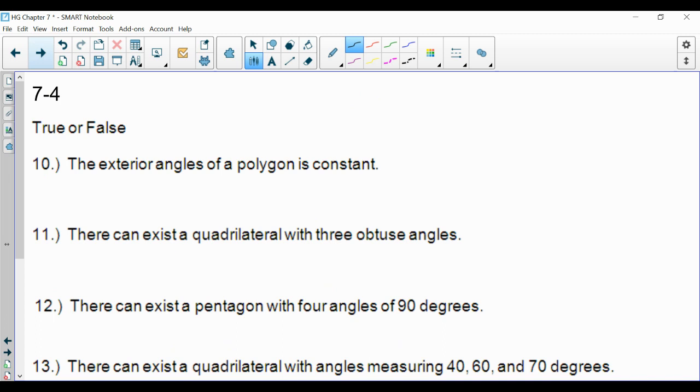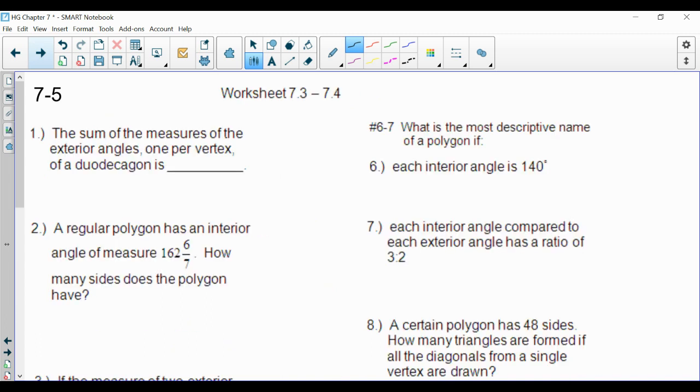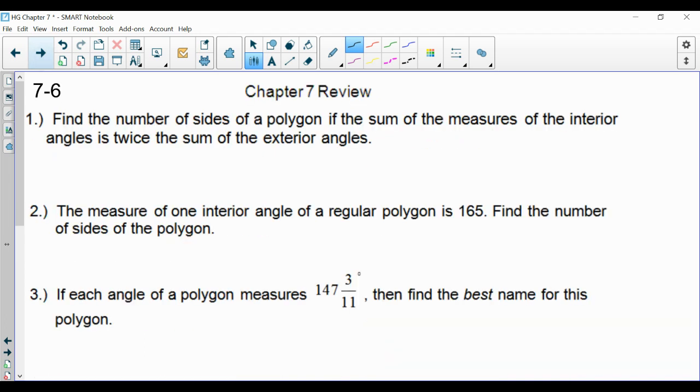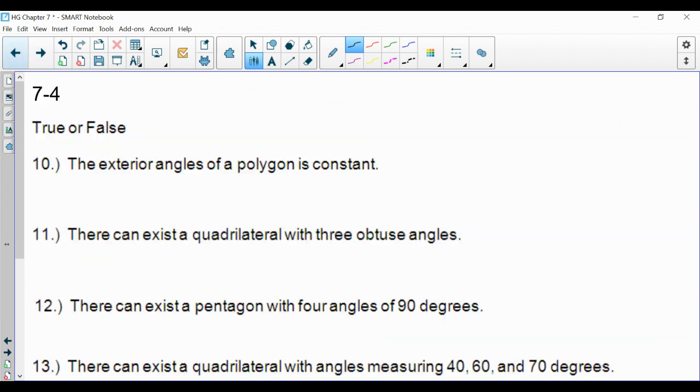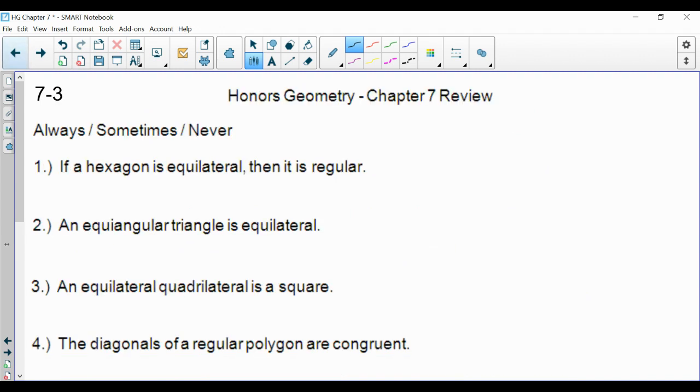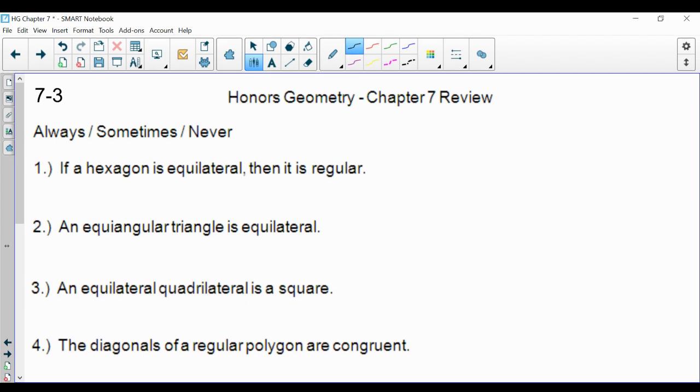Some always, sometimes, never questions on 7-3, and then some true and false on 7-4, and then I want you guys to try some practice on 5, 6, and 7. For the always, sometimes, never, and this true and false, though, I will go over it, just because sometimes the explanations are a little tough. So I want you to try them out first on your own.